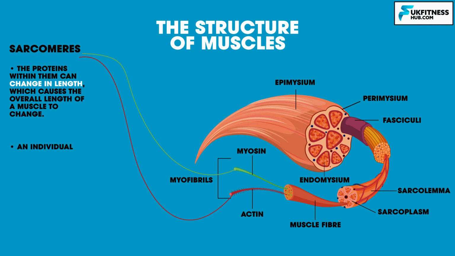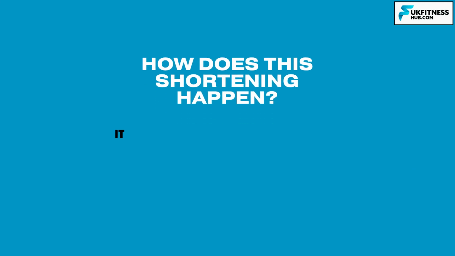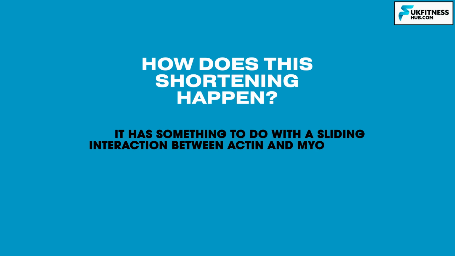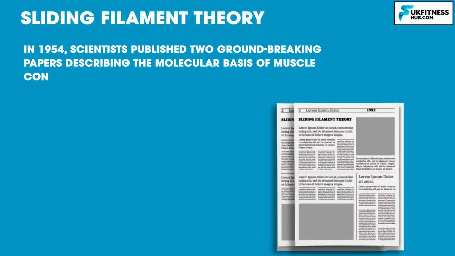An individual sarcomere contains many parallel thin actin and thick myosin filaments. The interaction of myosin and actin proteins is at the core of our current understanding of sarcomere shortening. How does this shortening happen? Well, it has something to do with the sliding interaction between actin and myosin, and this is where the sliding filament theory comes in. In 1954, scientists published two groundbreaking papers describing the molecular basis of muscle contraction.